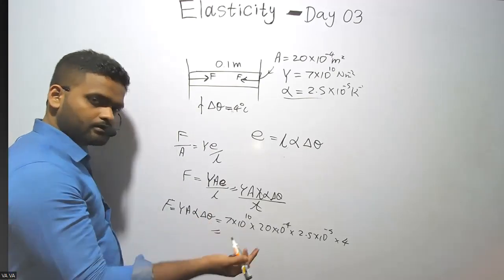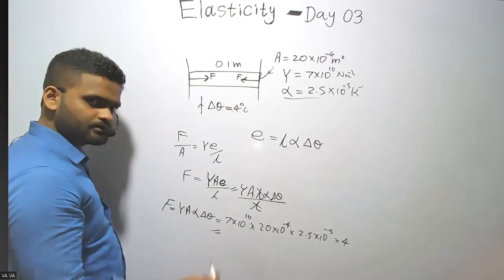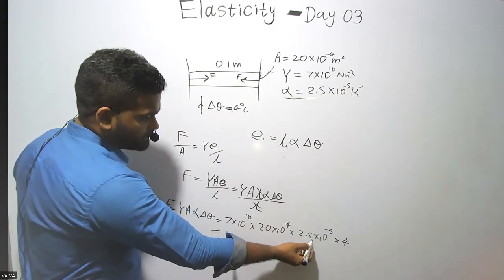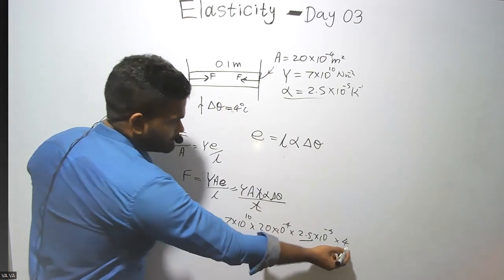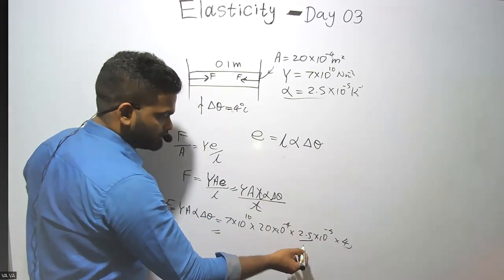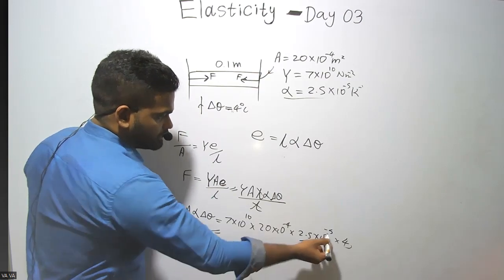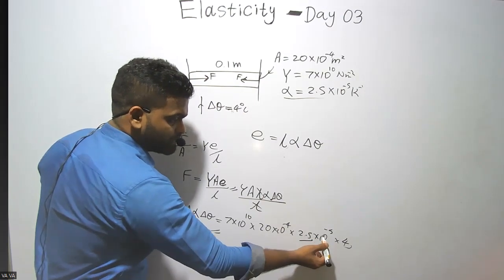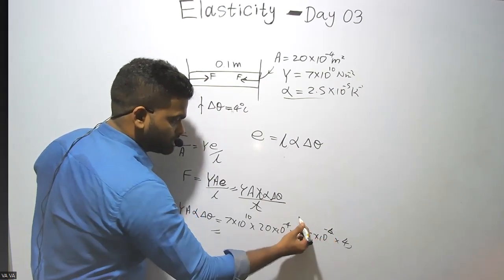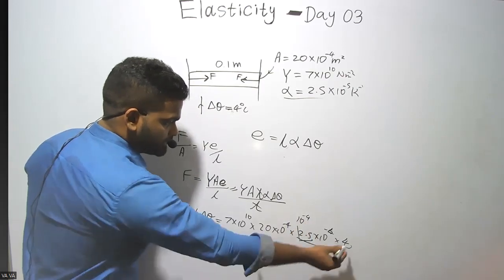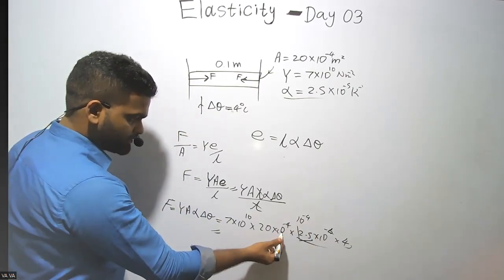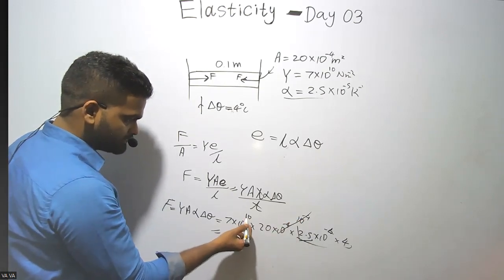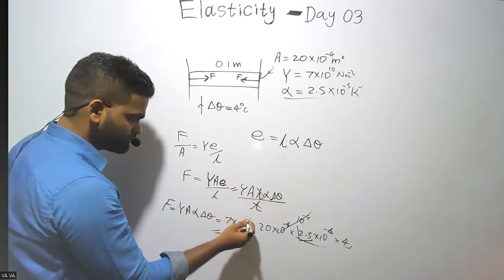Just choose the order of calculation, then the calculation also gets easier. Don't just keep calculating at once. Calculate the easiest ones first. So 2.5 times 4 is 10. 10 times 10 to the power minus 5. When you multiply this by 10, this becomes minus 4. So we have 10 to the power minus 4 from all these. This 10 to the power minus 4, 10 to the power minus 8. Then 10 to the power 10 minus 8, 10 to the power 2.